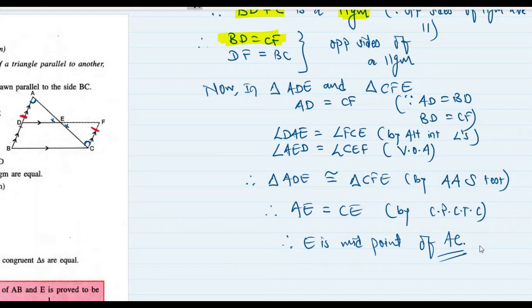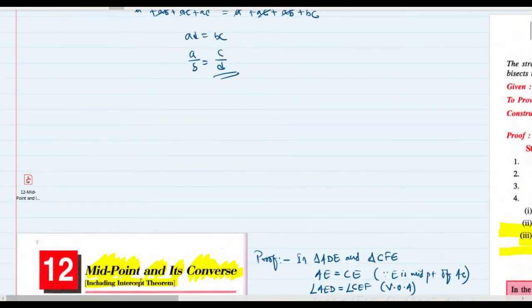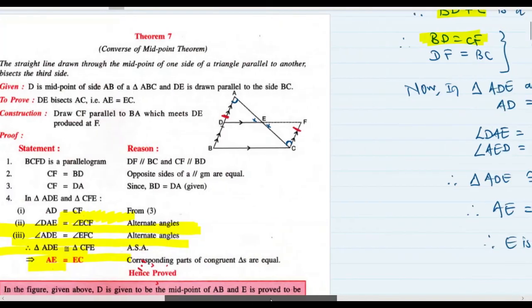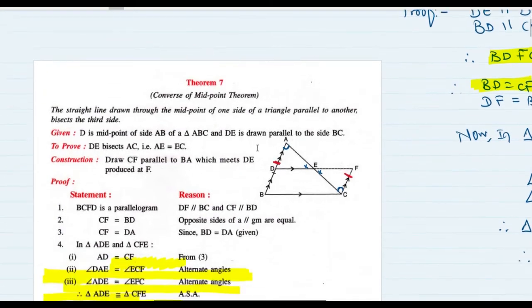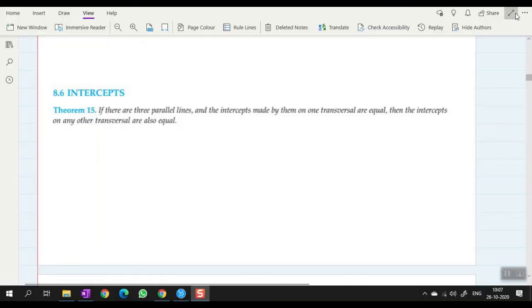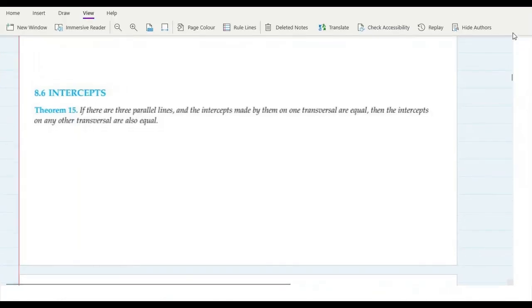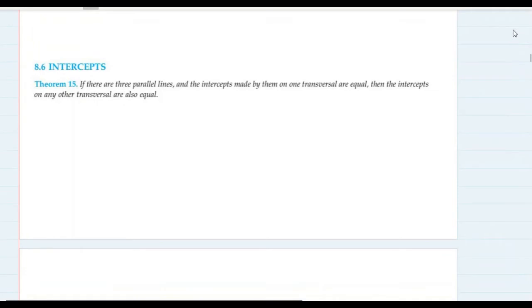तो दिस इज कन्वर्स ऑफ मिड पॉइंट थियरम। कन्वर्स ऑफ मिड पॉइंट थियरम का अगर तुम स्टेटमेंट देखोगे ना, ये वही बोलता है। लेट मी शो यू हियर द statement says that straight line drawn through the midpoint of one side of triangle parallel to the other side bisects the third side। मतलब हमने ये प्रूव कर दिया कि DE will bisect AC, AE is equal to EC। Okay, so let's continue with intercepts theorem or equal intercepts theorem.